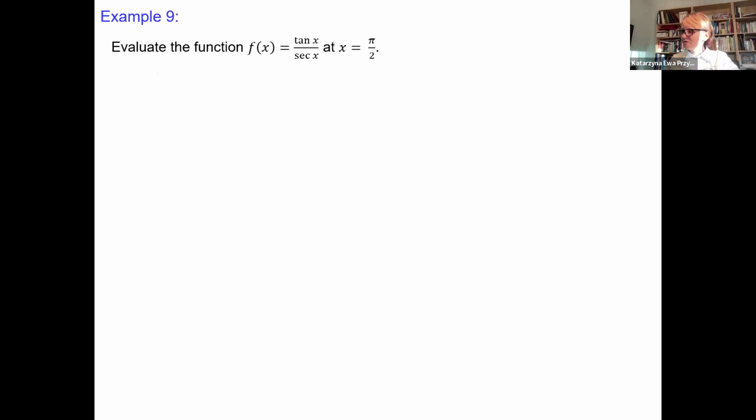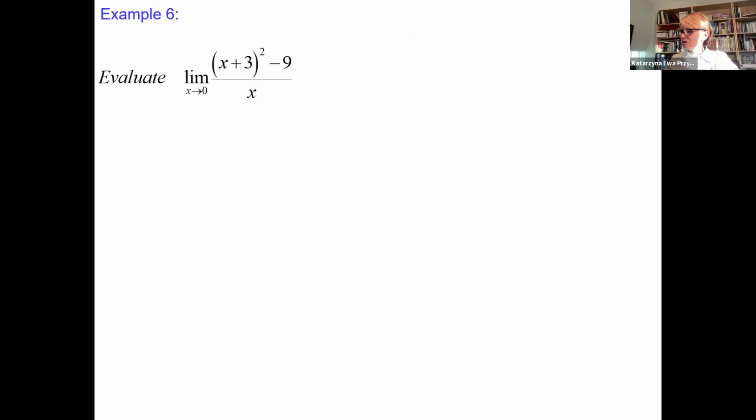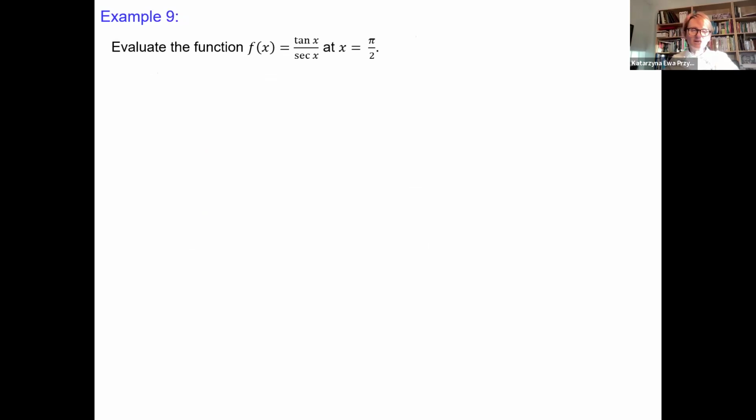Oh, but I don't have room. I wanted to, okay, let's keep going, because I would like to, I mean, okay, let's see. Let's keep working. I wanted to show you that 0 over 0 can actually be 0, but what is the case? One second.